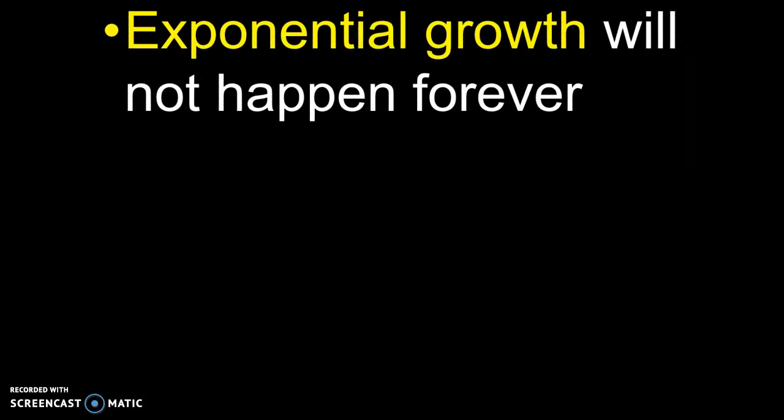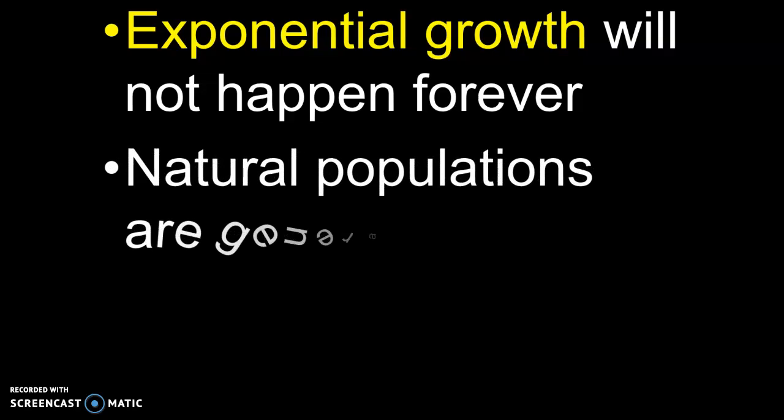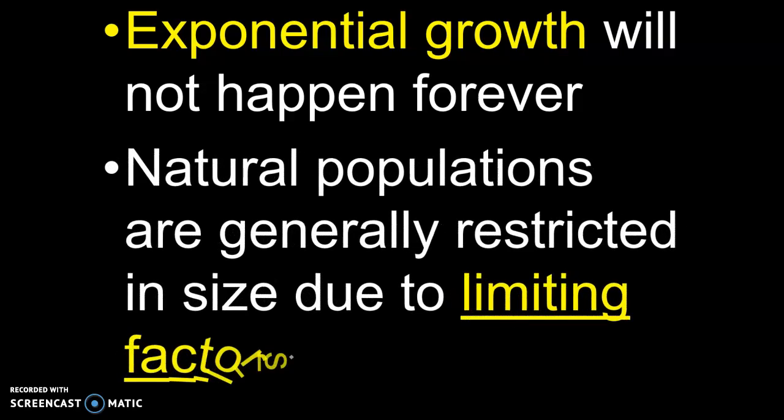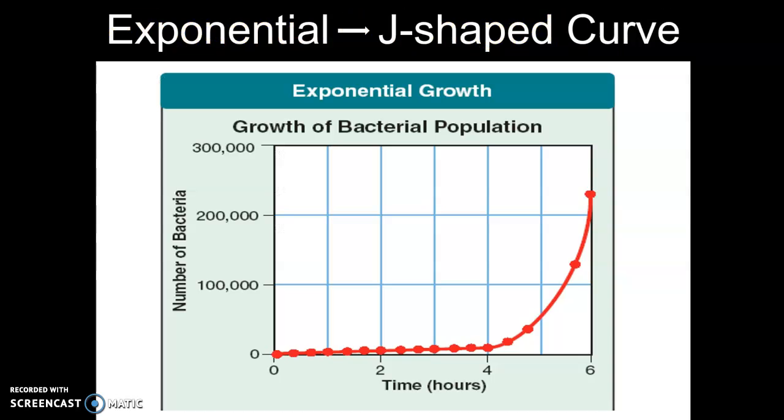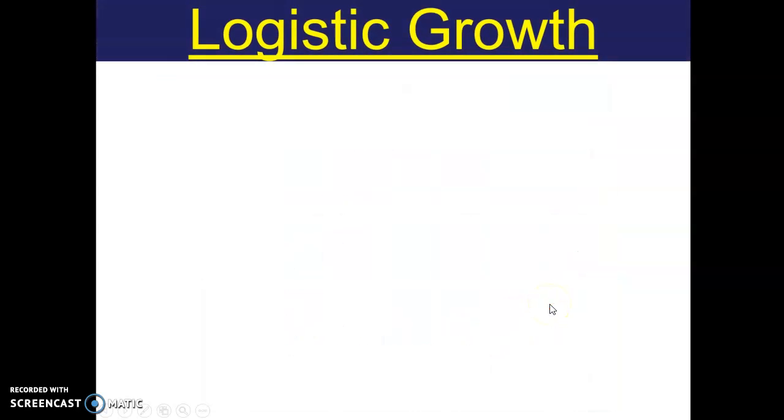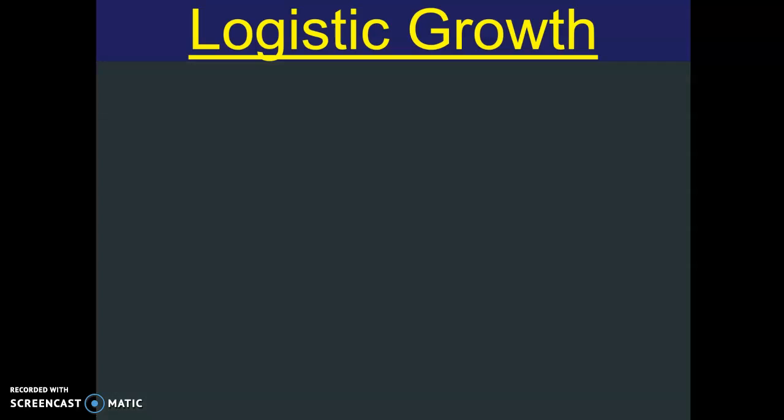Okay, exponential growth will not happen forever. Even though this can happen momentarily, it is not going to happen forever. Natural populations are generally restricted in size due to limiting factors, which I know you guys have been studying. So an exponential is more of a J-shaped curve, like so. Usually we see it in bacteria. They can reproduce really fast. But eventually, guys, they're going to hit carrying capacity, which we're going to see here in a second.